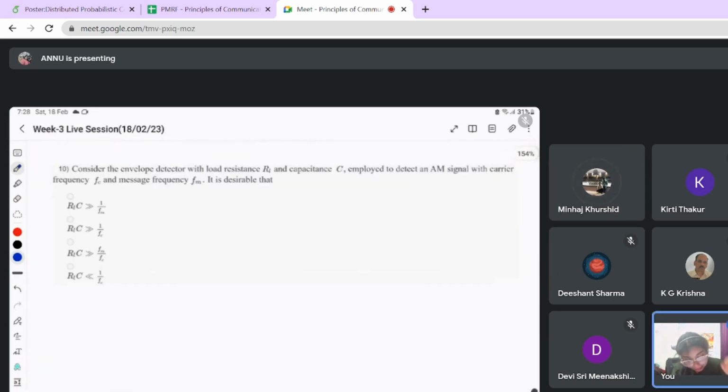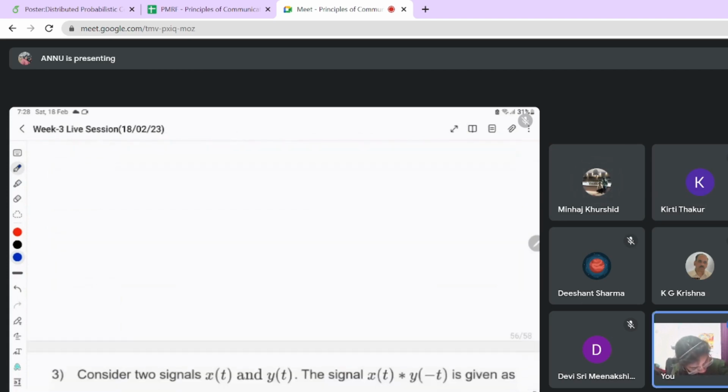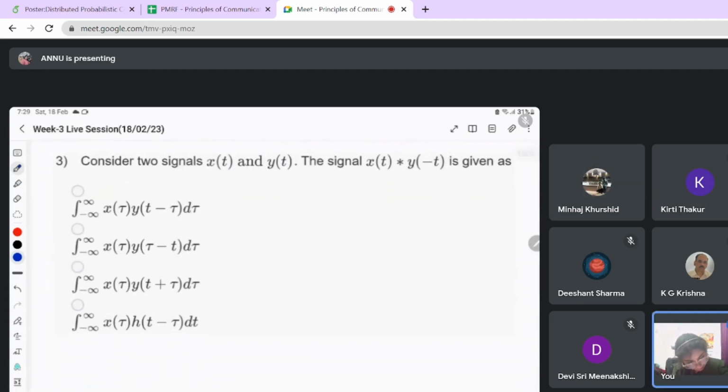Consider the envelope detector with the load resistance RL and the capacitor C employed to detect an AM signal with a carrier frequency fc and a message frequency fm. It is desirable that... Option B. Yeah, this was a doubt of NS Murthy Sharma sir also. So, do you know what the answer of this is?